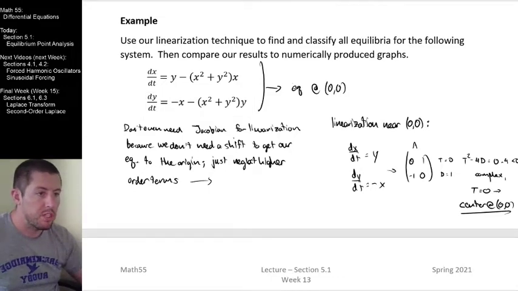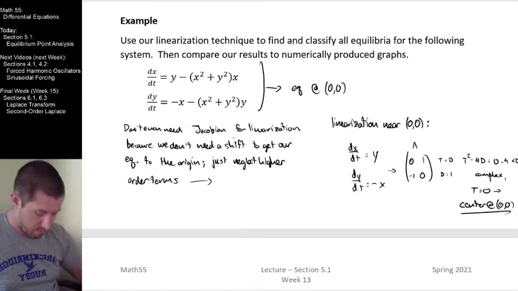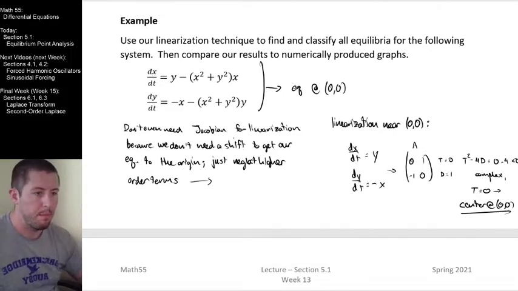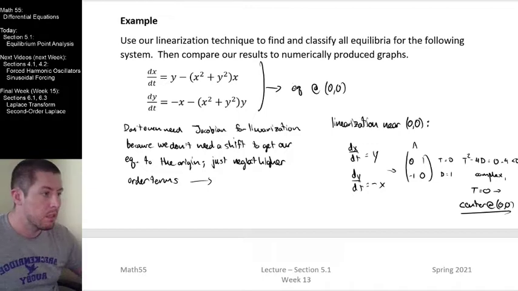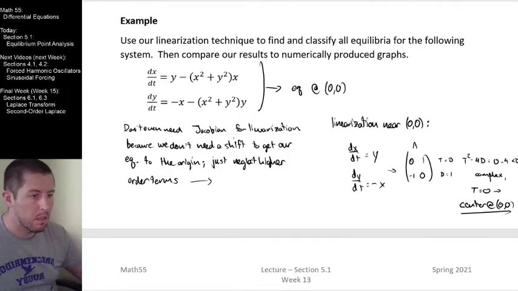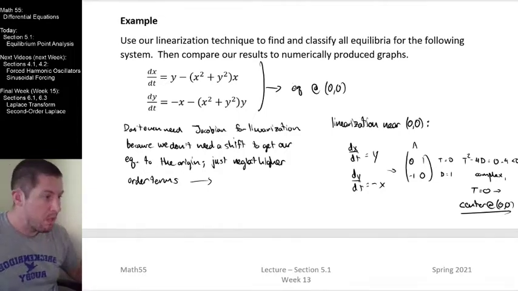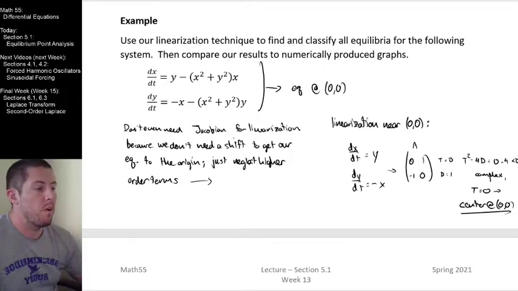And our question is, did we really get a center like we were expecting to get? Oh, but I'm sitting here messing around with my window right now. I'll click over momentarily here. So our claim was that near the origin, we were going to be experiencing a center.